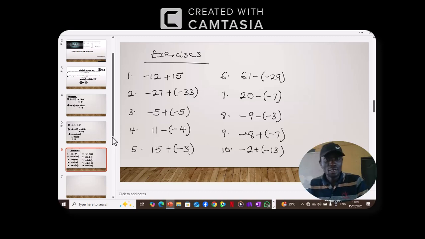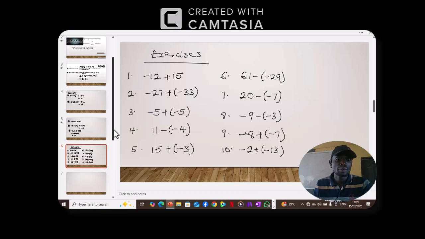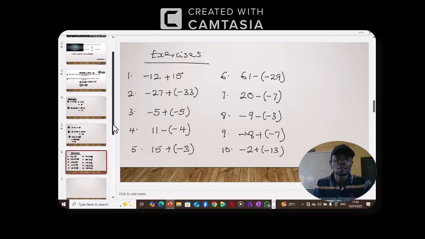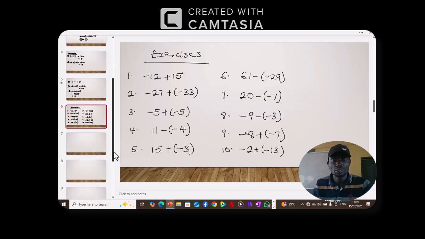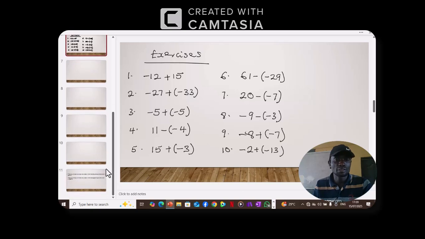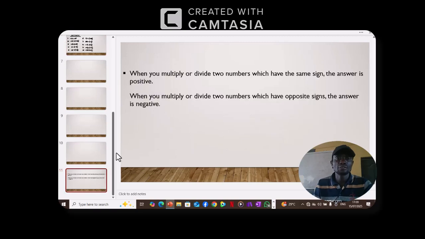All right. Now let's go to the next part, which is multiplication and division. Under multiplication and division, I want to show you this. When you multiply or divide two numbers which have the same sign, the answer is positive.